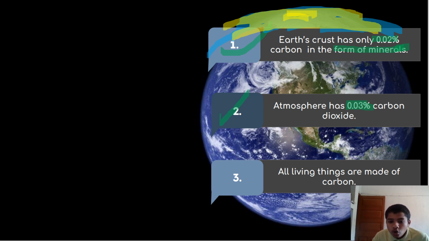So in our atmosphere, we know that there are three main components: nitrogen 78%, oxygen 21%, and other gases 1%. In the other gases there is carbon dioxide, and how much percent? Only 0.03% of carbon dioxide is present in our atmosphere.